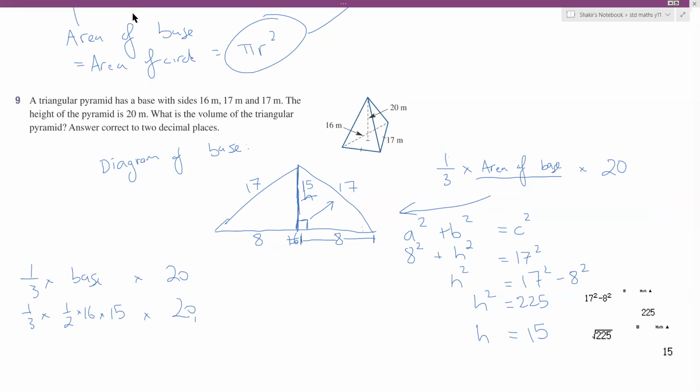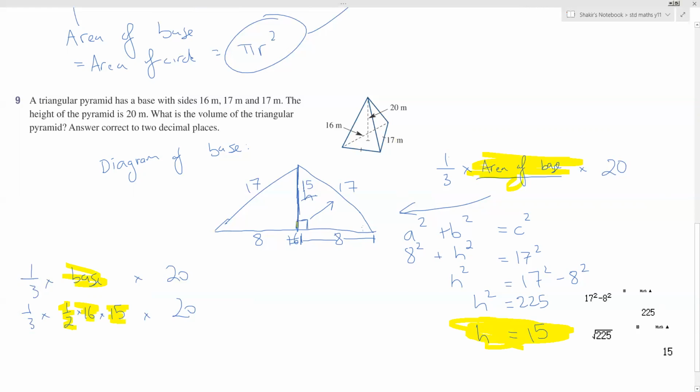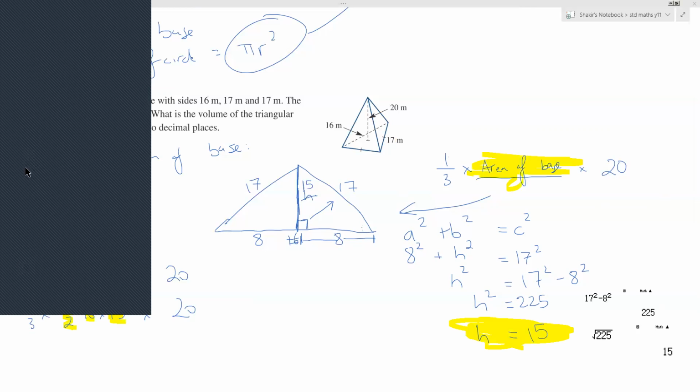So what have I actually done? The area of the base of this particular triangle is going to be half times base times height. It's a triangle, right? And I figured out the height over here. The height was 15 of this triangle, not of the pyramid, of the triangle. I've got that, and I'm just going to put it on a calculator and I will get my answer. I'll stop being lazy and actually do it.